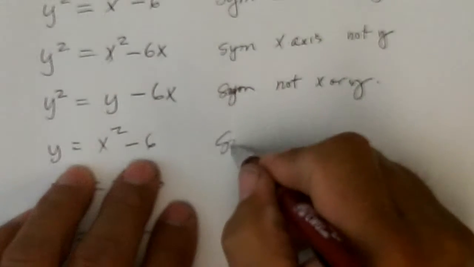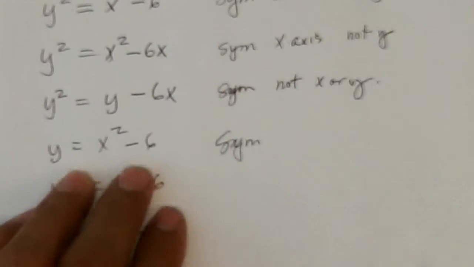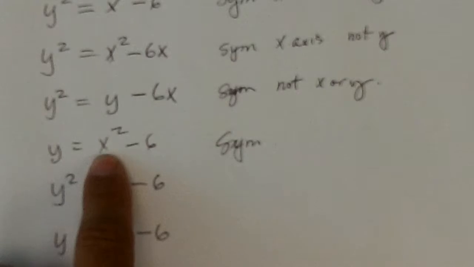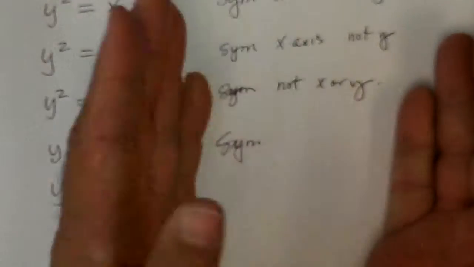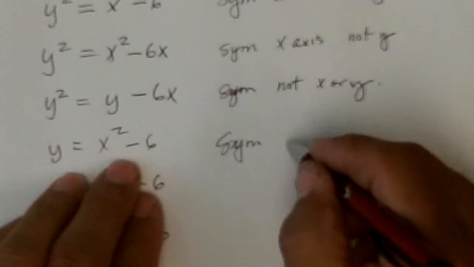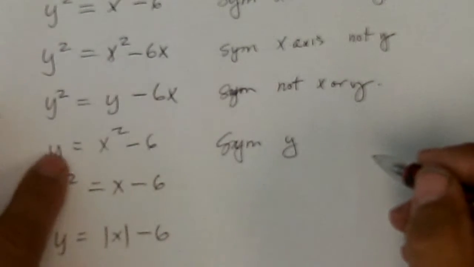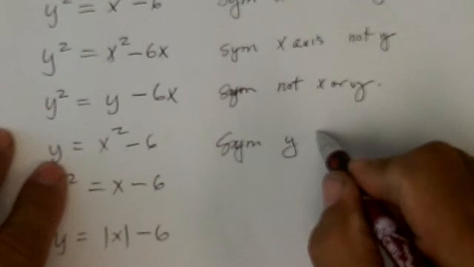This one would be symmetric with the y because it doesn't care whether x is positive or negative, which makes it the same on either side of the y. Symmetric with the y, but not with the x.